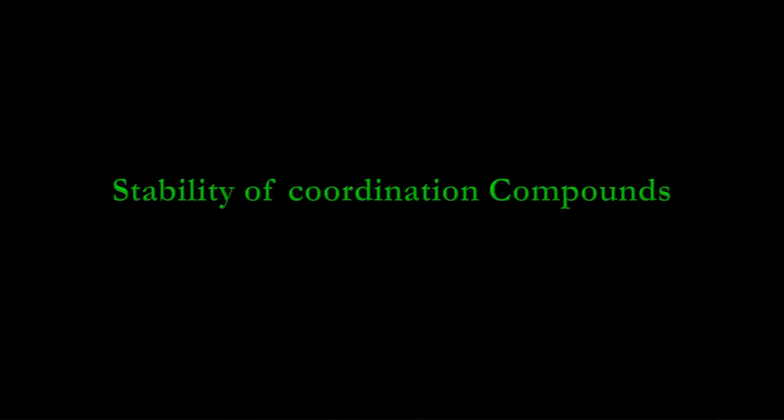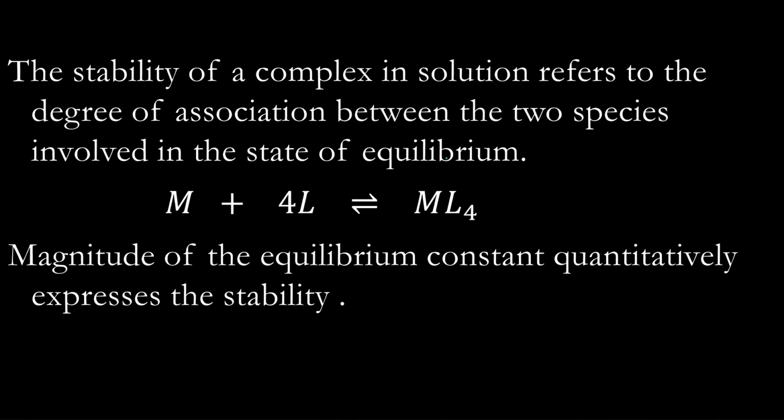Now, stability of coordination compounds. Stability of a complex in solution refers to the degree of association between the two species involved. How they associate. The magnitude of the equilibrium constant quantitatively expresses the stability. So you need to just remember the last statement: equilibrium constant represents the stability. Tell me whether the equilibrium constant should be high or low for stability. High, right? Because the equilibrium constant is products concentration divided by reactants concentration, so the products concentration is in the numerator, that should be high.